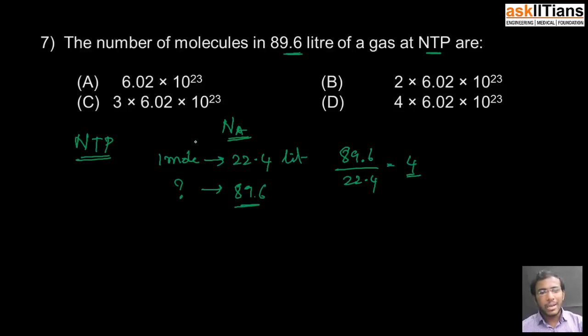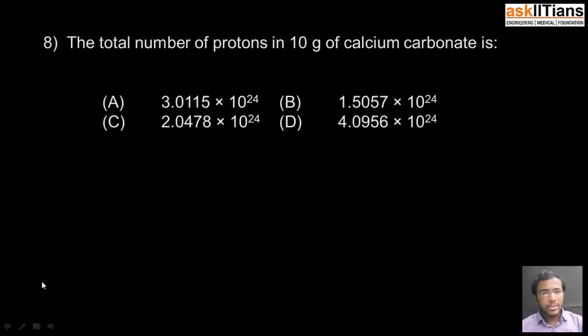So 1 mole contains Avogadro number of molecules. So 4 moles contains 4 into Avogadro number of molecules. Yeah, this is the correct option. So option D is the correct one. It's a pretty simple question. Just convert this volume into the number of moles, and from the number of moles, calculate the number of molecules. Okay. So move to the next one. Question number 8.